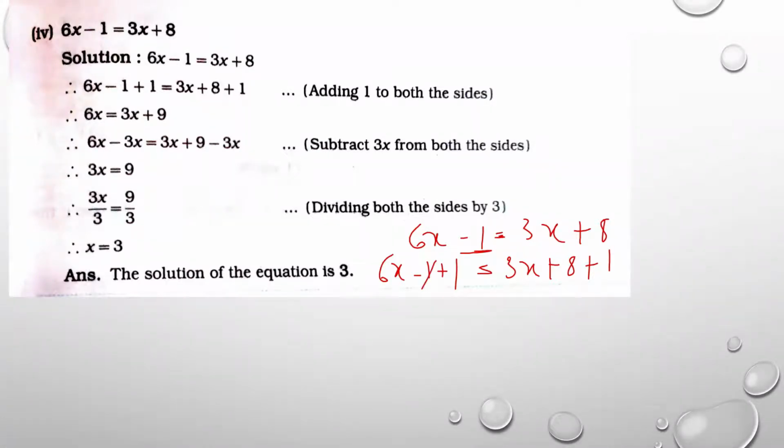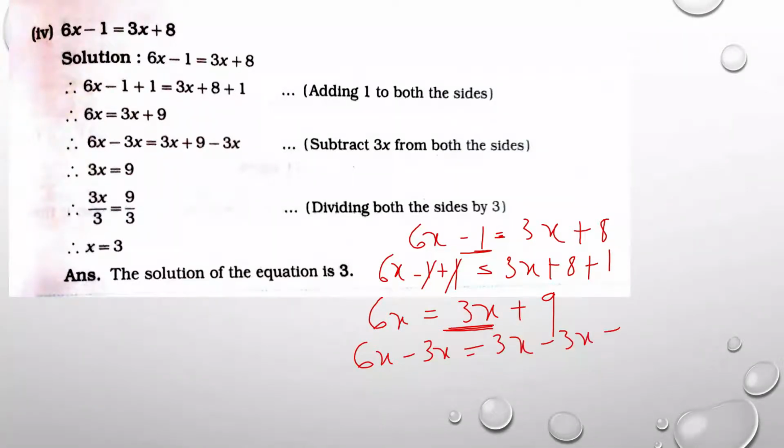So 6x is equal to what? 3x plus 9. Now you have to remove this 3x. So on both the sides you will subtract 3x. So here plus 3 and minus 3 will become 0, and 6x minus 3x will become 3x is equal to 9.